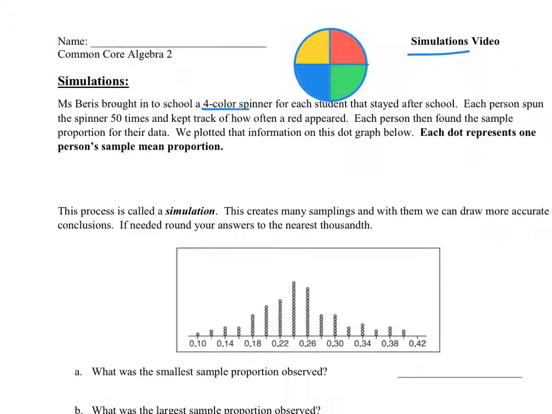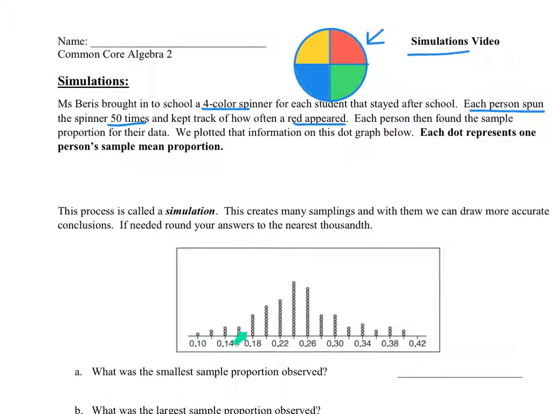Okay. So we have a 4-color spinner here that I brought into school, and every person got one. Each person got their own spinning wheel, and they spun it 50 times. And they kept track of how often red appeared. They went around and around, 50 times. Every time it landed here on red, they counted it.